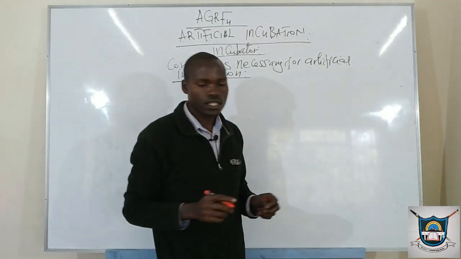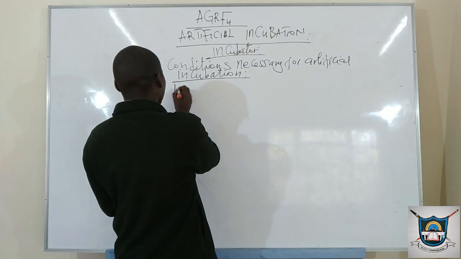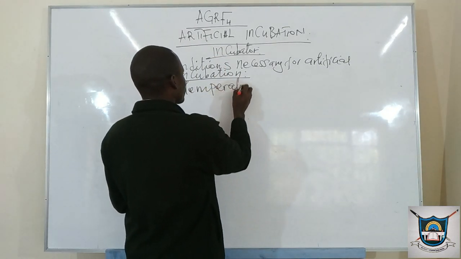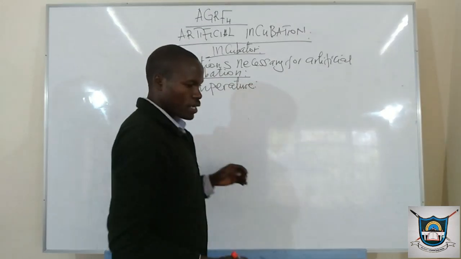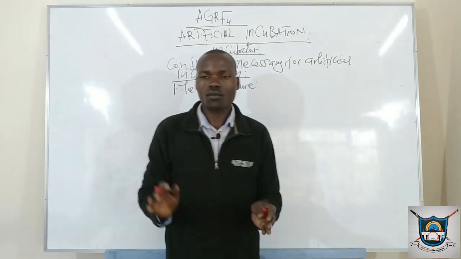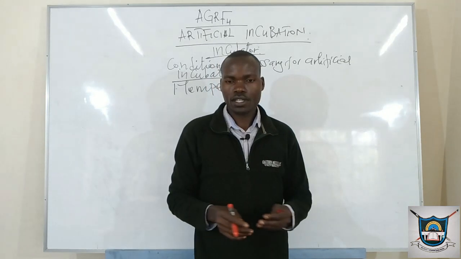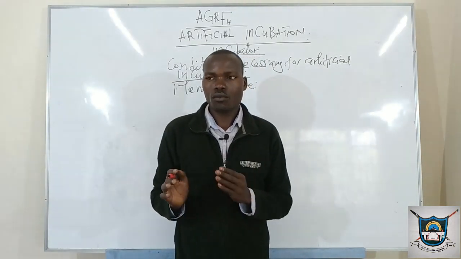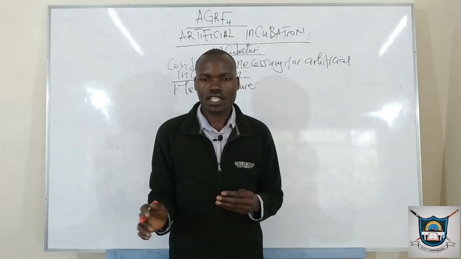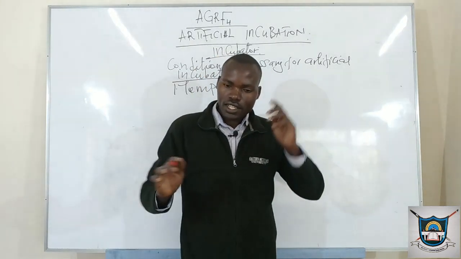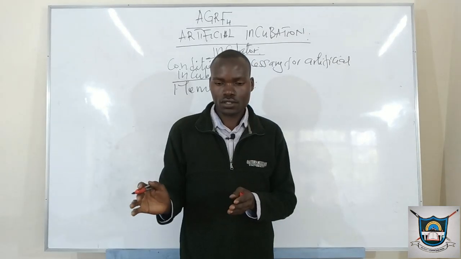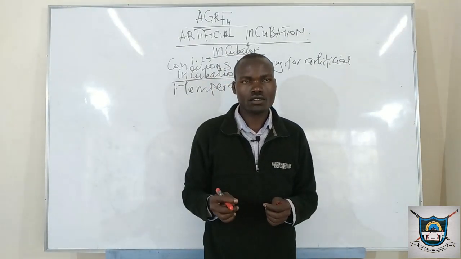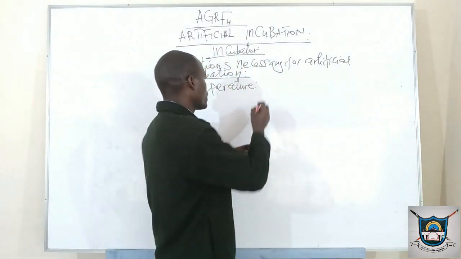The first thing is temperature. Remember, in natural incubation, we said that warmth is going to be provided by the broad end. In artificial incubation, warmth is going to be provided by the heat source. The temperature within the incubator should be maintained at a range of 37 to 39 degrees.